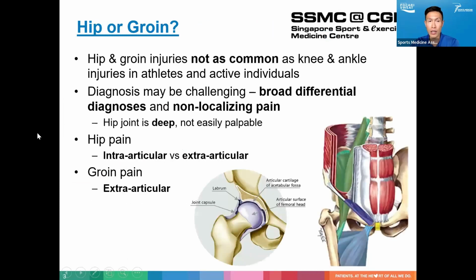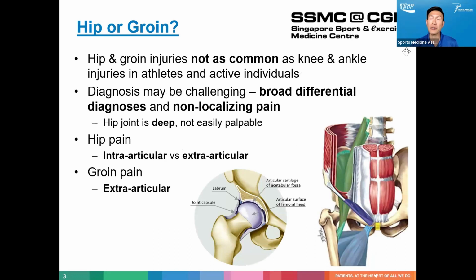Today's topic, this whole webinar, is about hip and groin injuries. Admittedly, hip and groin injuries do not feature as commonly as injuries to the knee and to the ankle. However, when patients do come with hip or groin pain, the diagnosis may be a bit challenging for the clinician because there are many, many differentials, as we will go through.